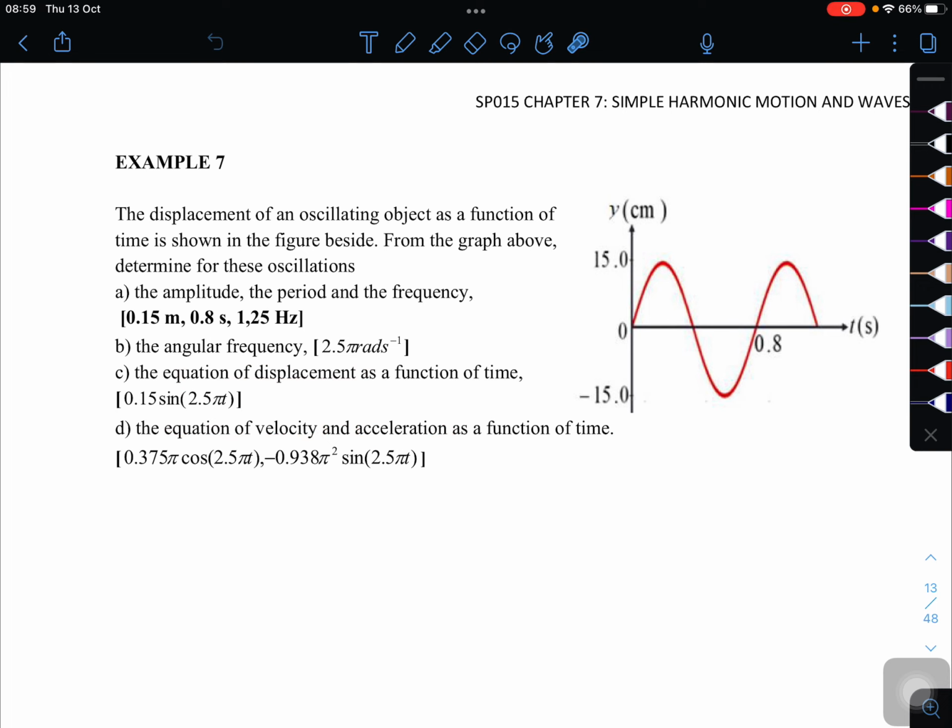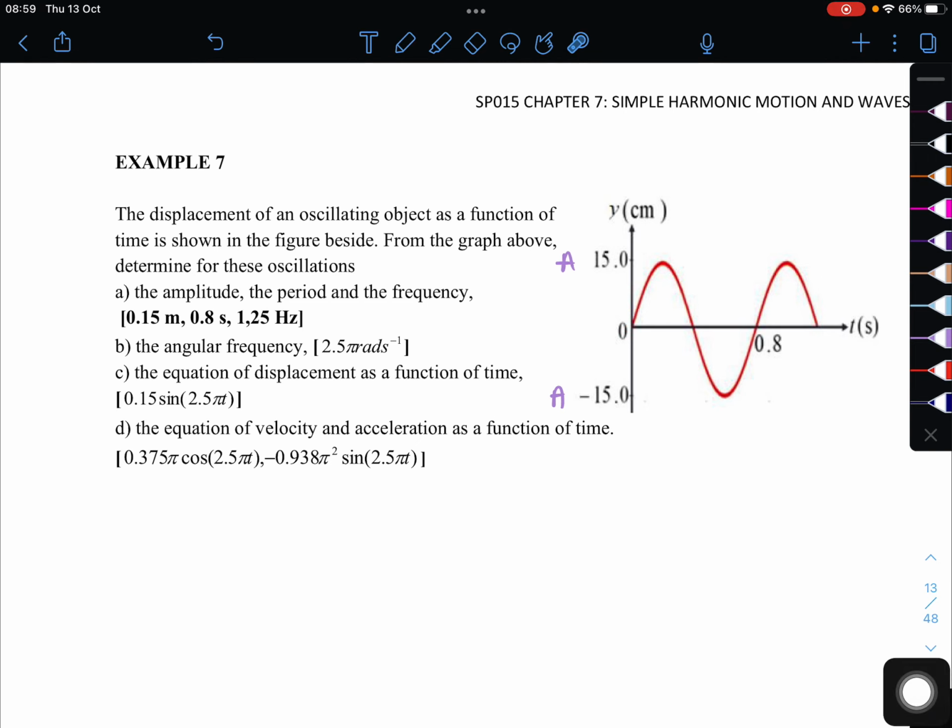Okay, so here we are given a graph of y against t. So y is the displacement, t is the time. In any graph we can extract two pieces of information. First of all, if we have a displacement graph, the value here represents the value for amplitude. And then from the graph here we can get the value for period.